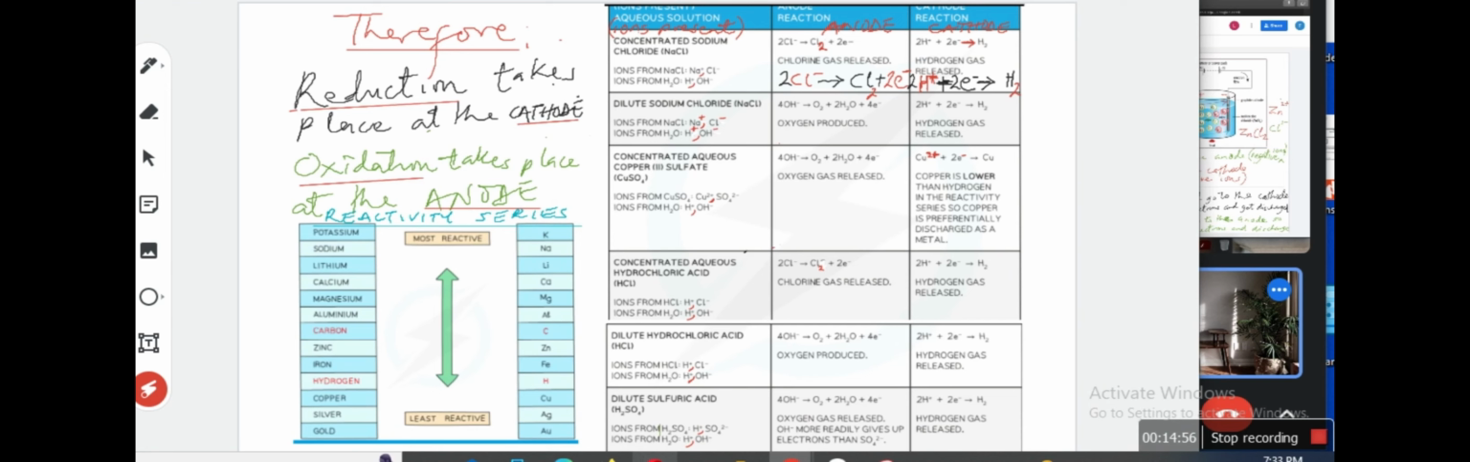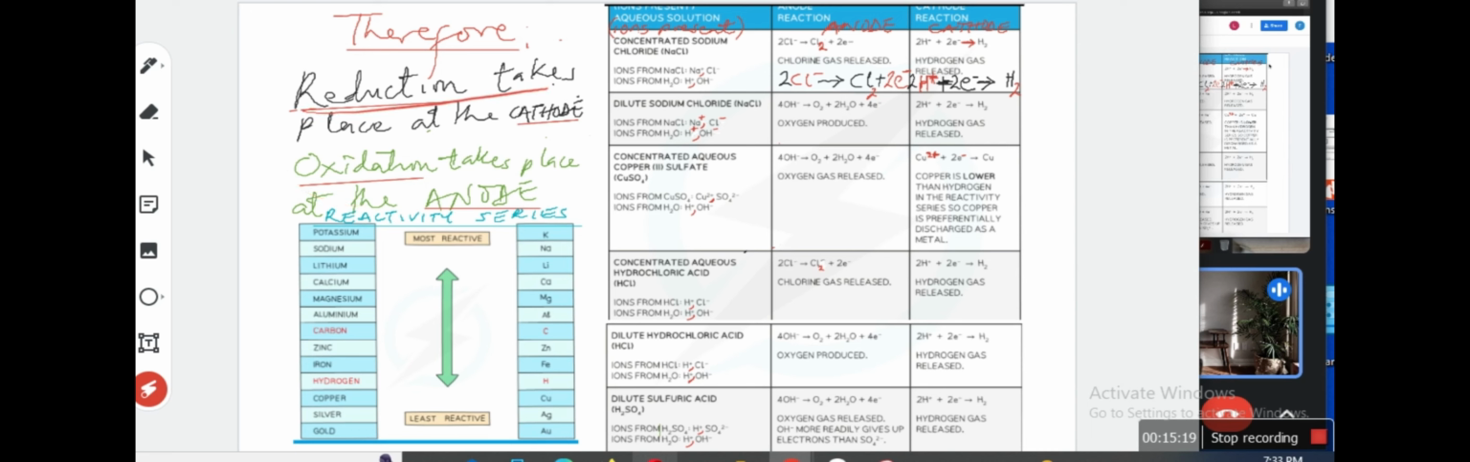Go to the next page. I need to explain some things very quickly to you. All right. This is interesting. You need to take note of that.